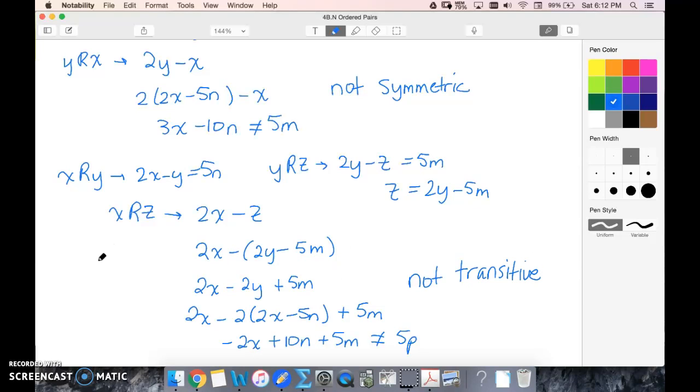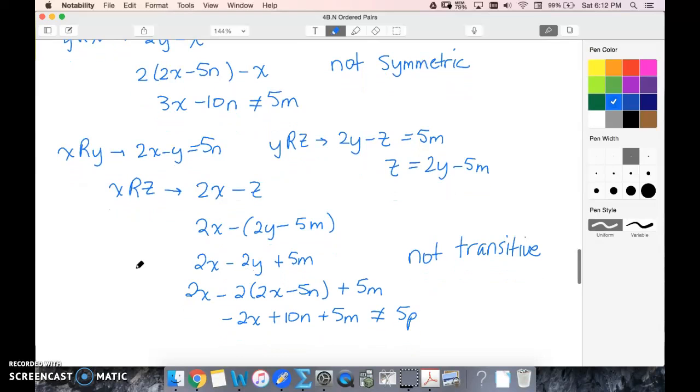Also, for any of these, you could give a single counterexample to show it's not true. You could plug in and find an example that is not true. All you need is one counterexample to show it's not true. You don't have to do it the algebraic way. I like the algebraic way, but it's not necessary, not at all. A single counterexample will show it's false.